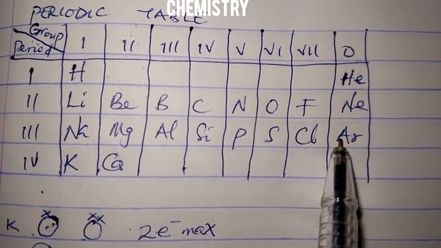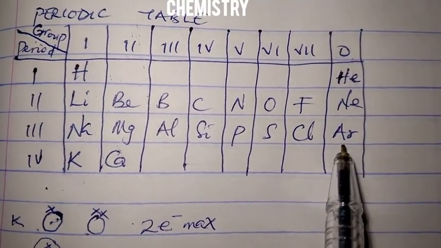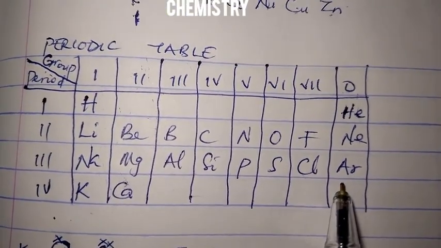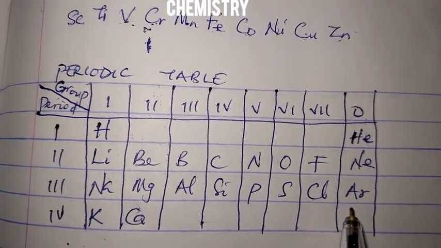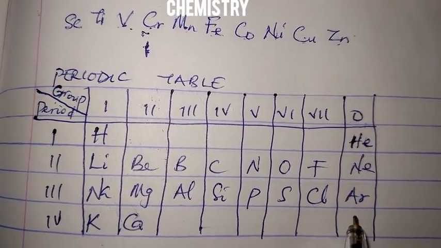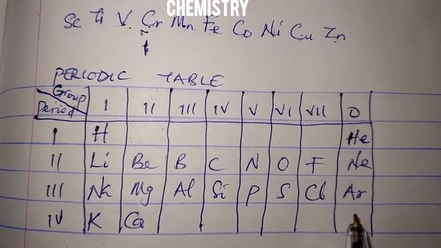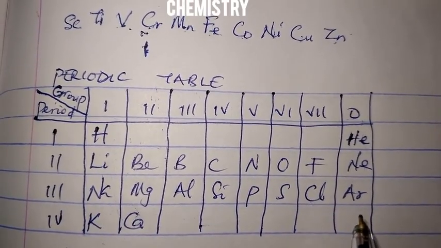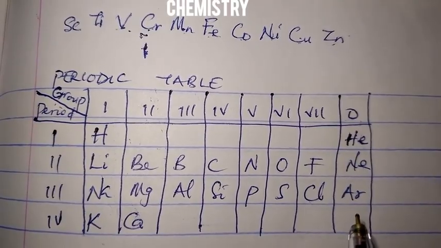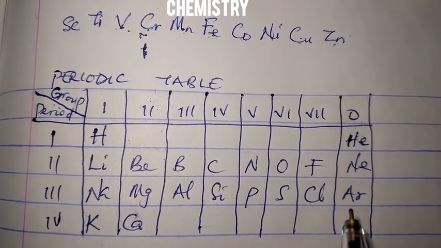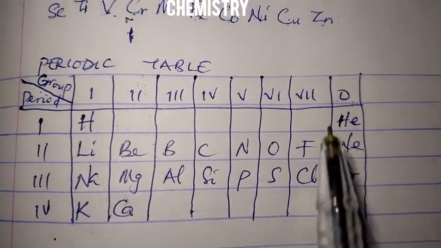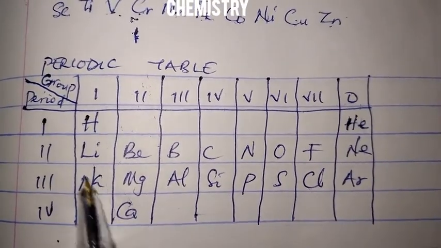All right, we'll stop here for today. In our next class, we'll be dealing more with elements. We'll be classifying them, where you have metals like alkali metals, alkaline earth metals, where you have metalloids, non-metals, and how you can identify them in this periodic table.